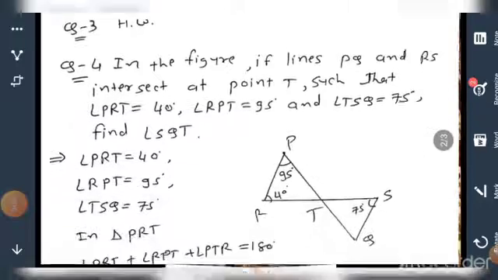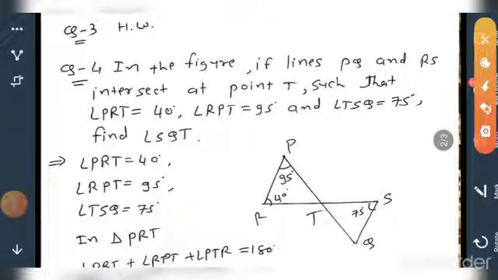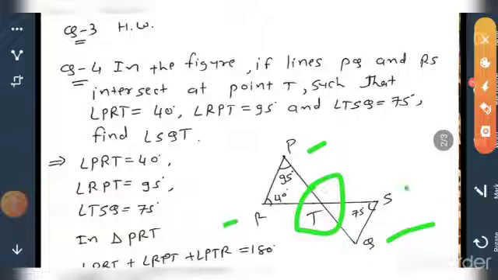In the figure, this figure is given in the question. If lines PQ and RS intersect at the point T, these two lines PQ and RS intersect at the point T such that angle PRT is equal to 40, then RPT is 95 and TSQ is 75, and we have to find the angle SQT over here.